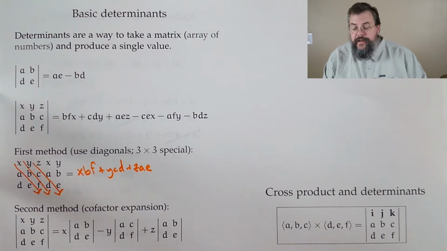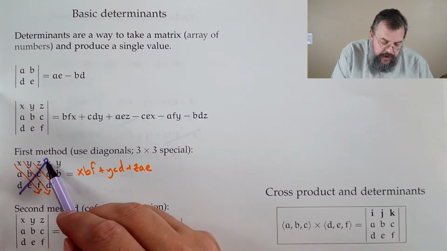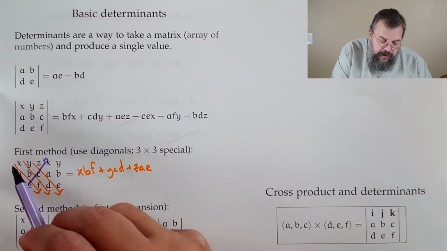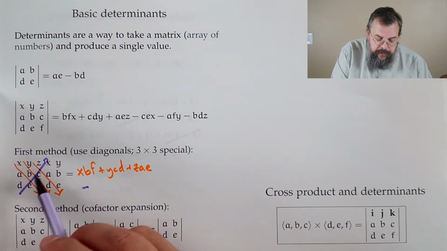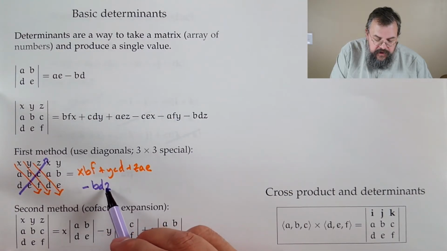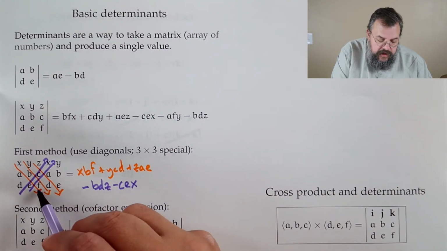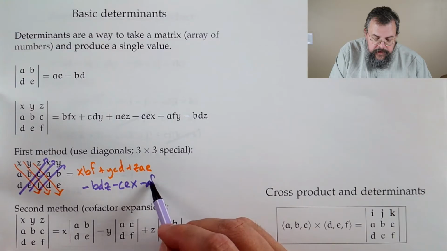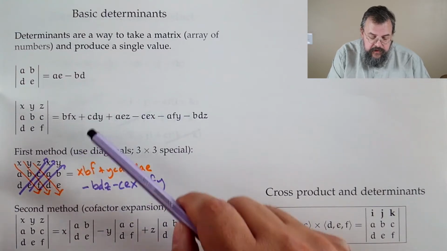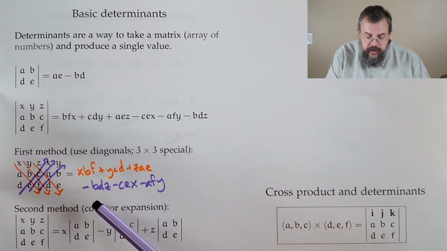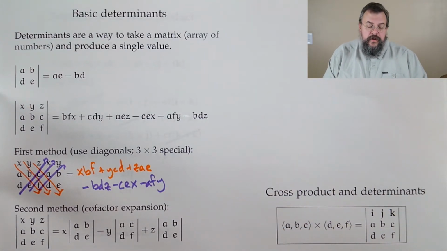Now, we could have gone in a different direction. We could have gone up. So here we could have gone this way. So when we go down, we add. When we go up, we subtract. That's the rule. So here, if we go in alphabetical order, this would be B times D times Z. And the next one would be C times E times X. And the last one would be A times F times Y. And if you look, that's what we have here. BFX, CDY, ZAE, and then, well, it's a little bit rearranged, but that's what we get. There you go. So that's one method.